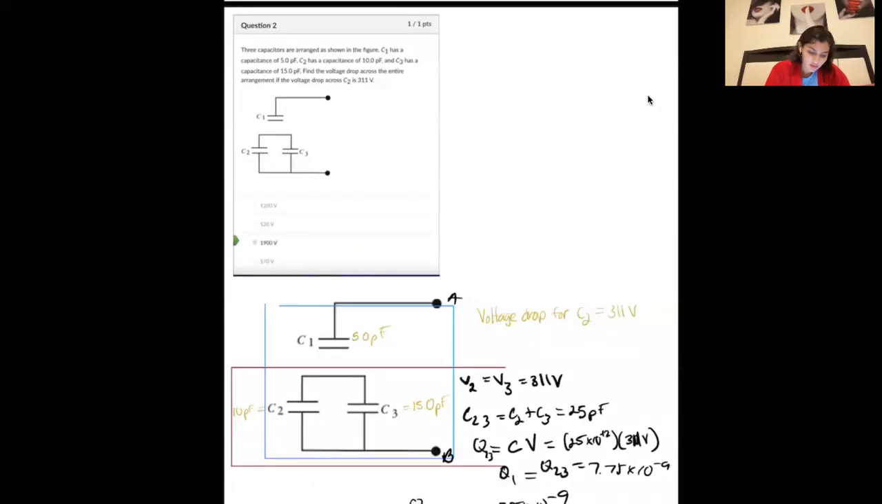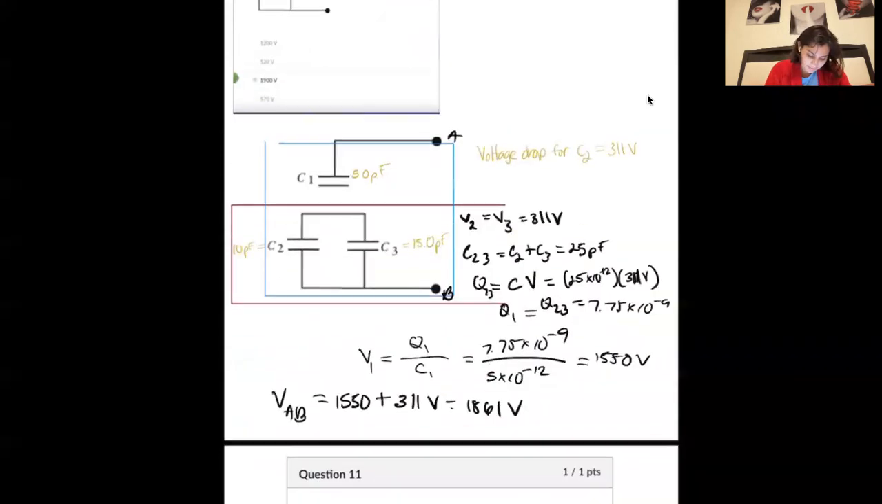Okay, so this question asks you to find the voltage across the entire thing. The important thing to know, or the main idea here, is parallel capacitors and how they work. For parallel capacitors, and these two are parallel capacitors, your voltage is going to be the same throughout that parallel. So your voltage is going to be 311 volts.